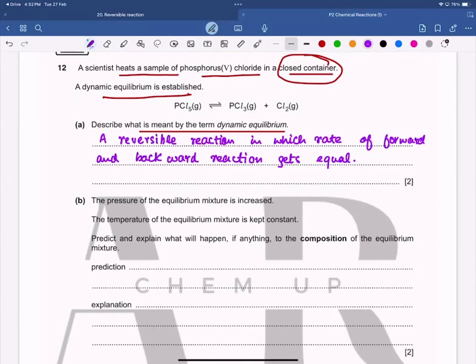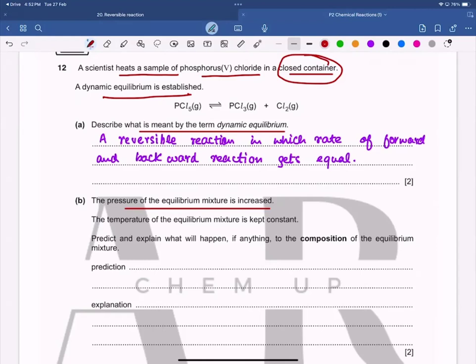Now see, next part. The pressure of the equilibrium mixture is increased. So where does the equilibrium position shift when we increase the pressure? Forward. No, that is about temperature, not pressure. Here we are increasing the pressure.